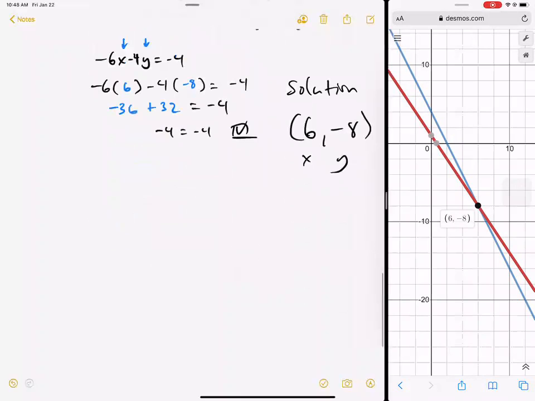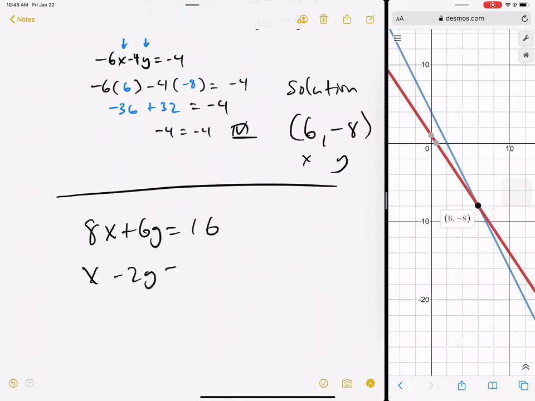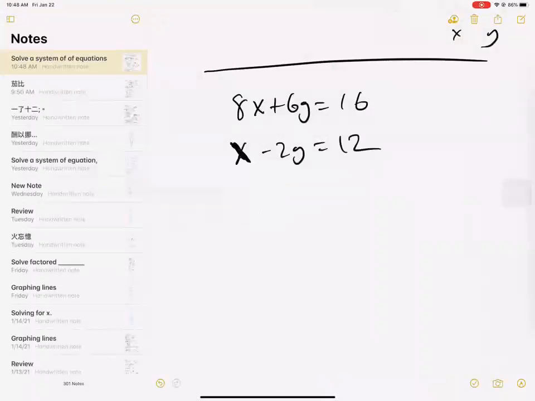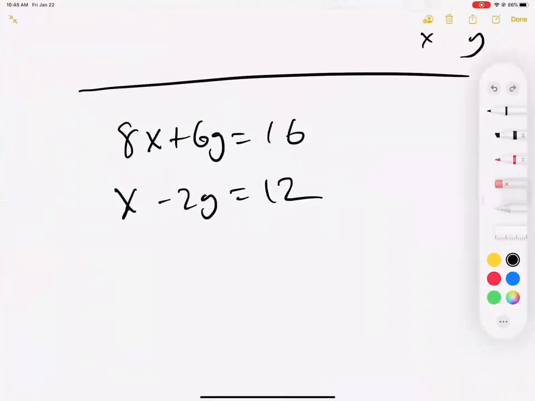So this problem looks like this. 8x plus 6y equals 16, and x minus 2y is equal to 12. So look at the next problem. Which variable here do you think we could use as our substitute variable? Which variable here does it look like it's pretty much alone? It's pretty much good to go. Would that be x or y? Part of math is knowing where to start, right? Hopefully you guys have realized that it's going to be x here.